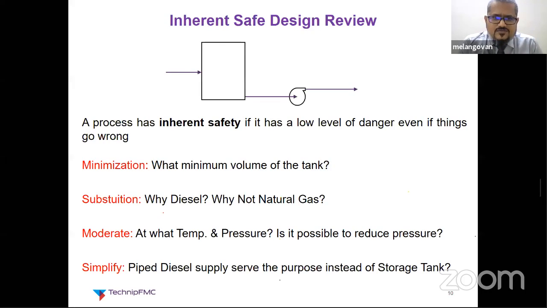Okay. So is there any advantage? This is the way we need to brainstorm to substitute and moderate. At what temperature and pressure is it possible to reduce the pressure? Because if you have high pressure, it means you have high consequence.